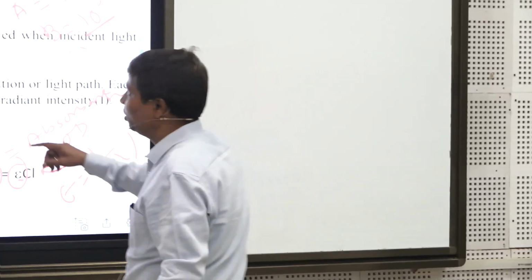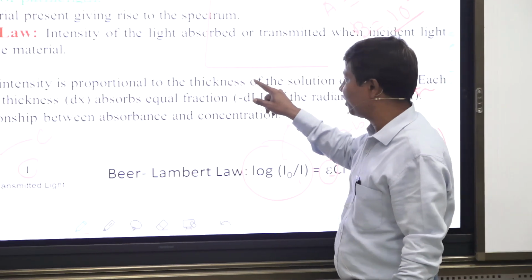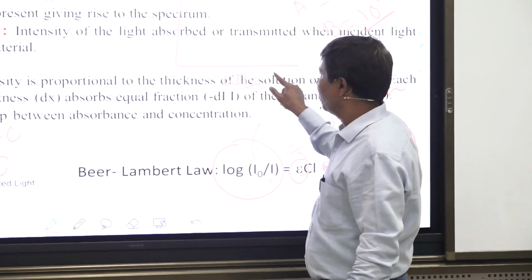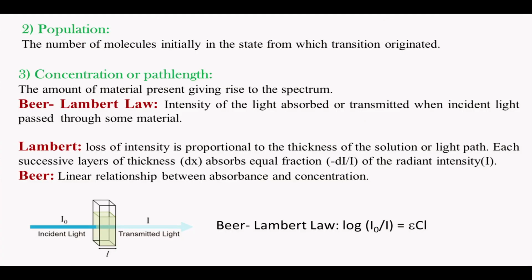Often you will see, we always plot the UV visible spectrum as wavelength versus OD or absorbance. But in true sense, if you want to make it more informative, then instead of OD, you should plot epsilon.